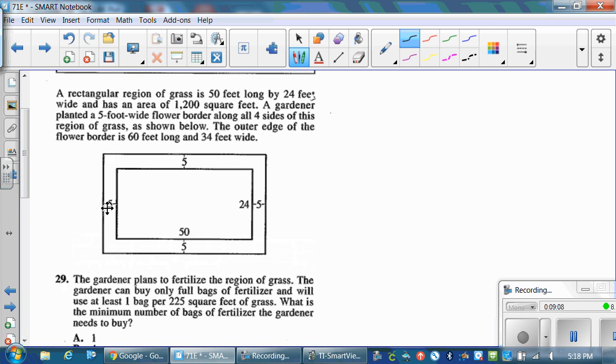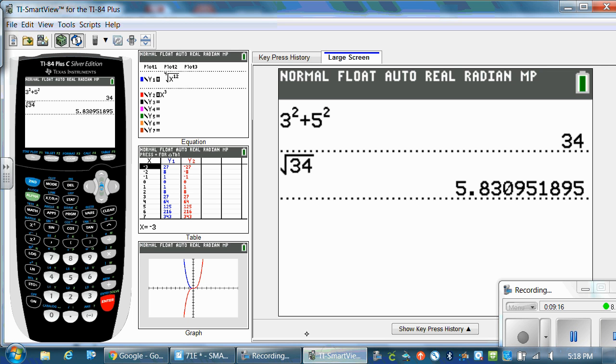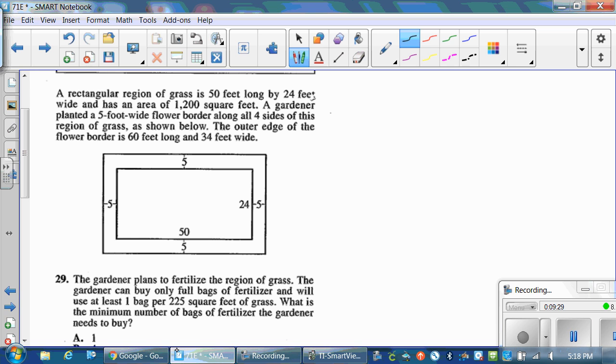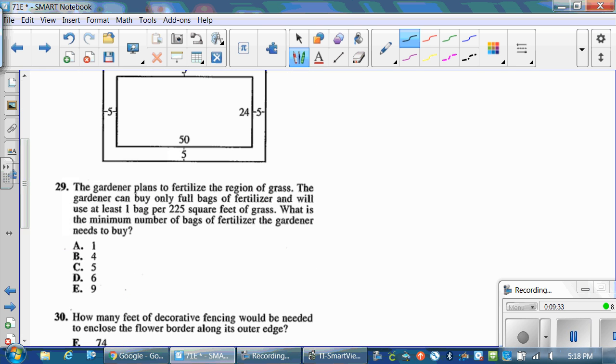Okay, this is the flower border, so we're not talking about that. We're talking about just the grass. So grass, 1,200 divided by 225, because each bag covers 225. 1,200 divided by 225 is 5.3, so you're going to have to buy 6 bags to cover it. The 5 bags wouldn't be enough. So my answer is 6.